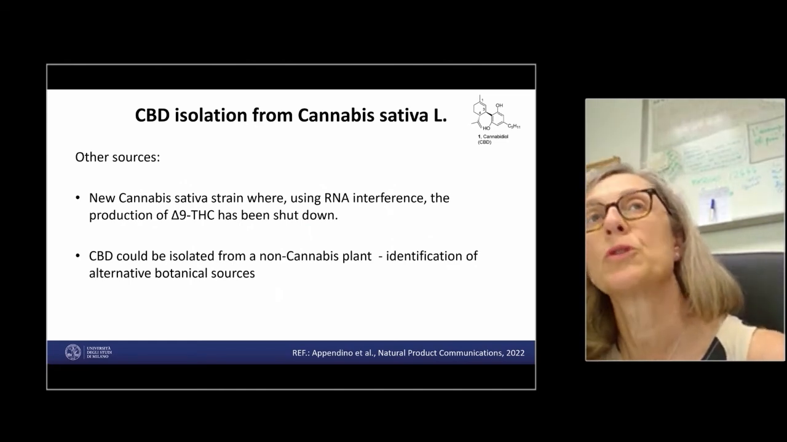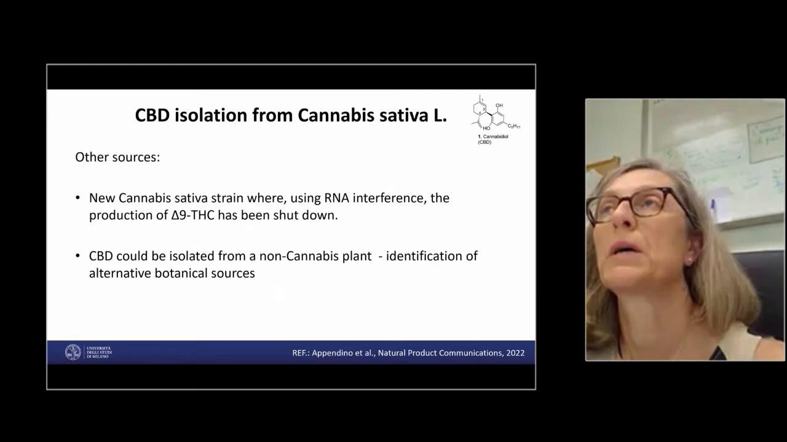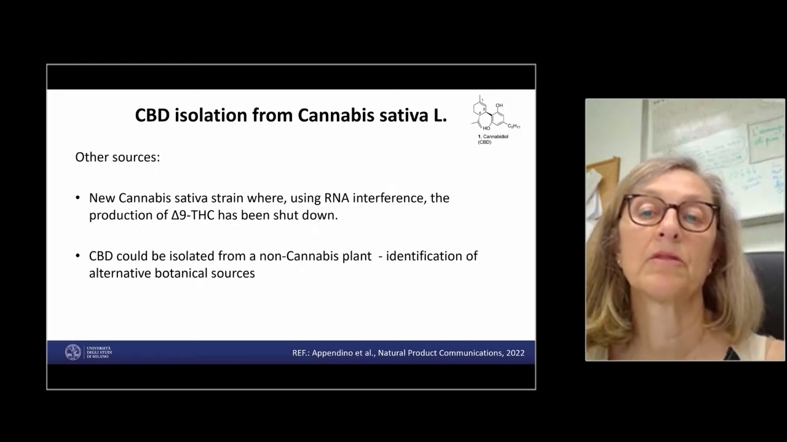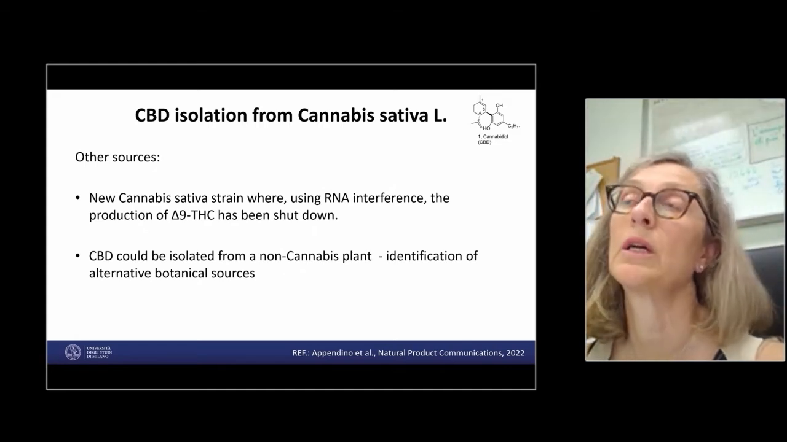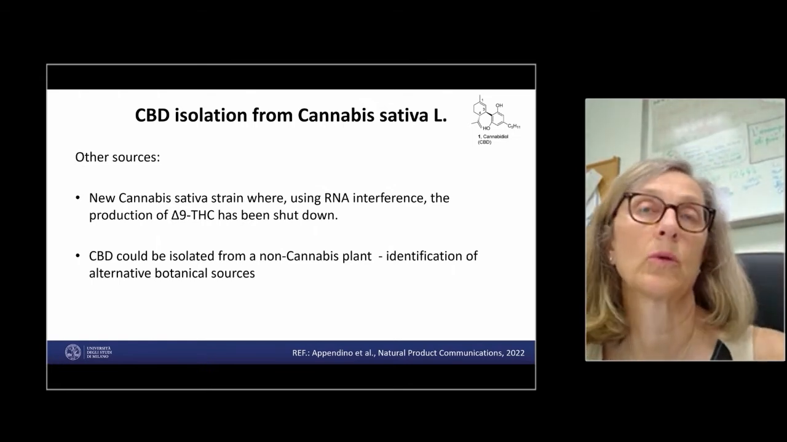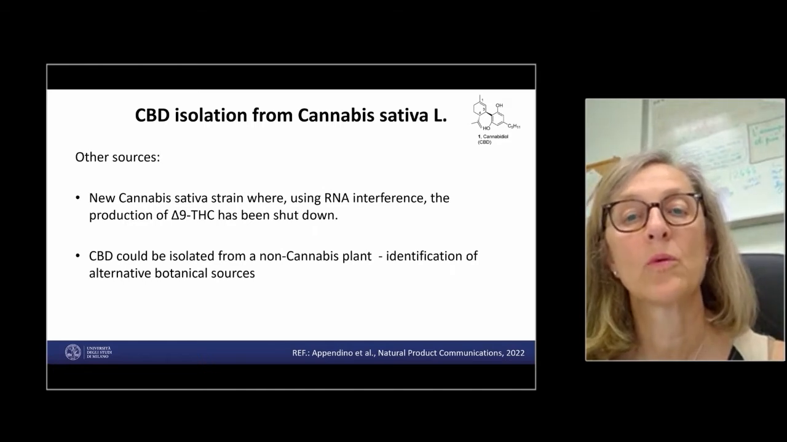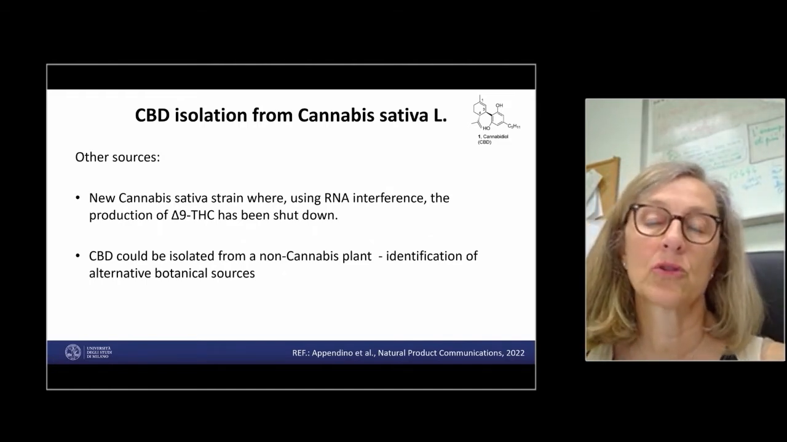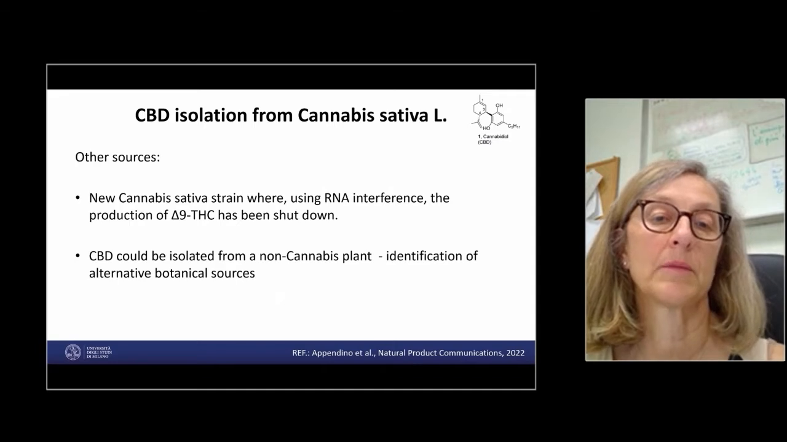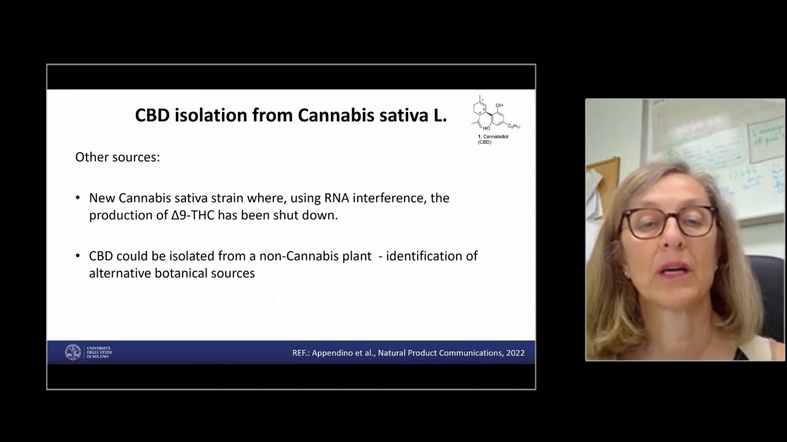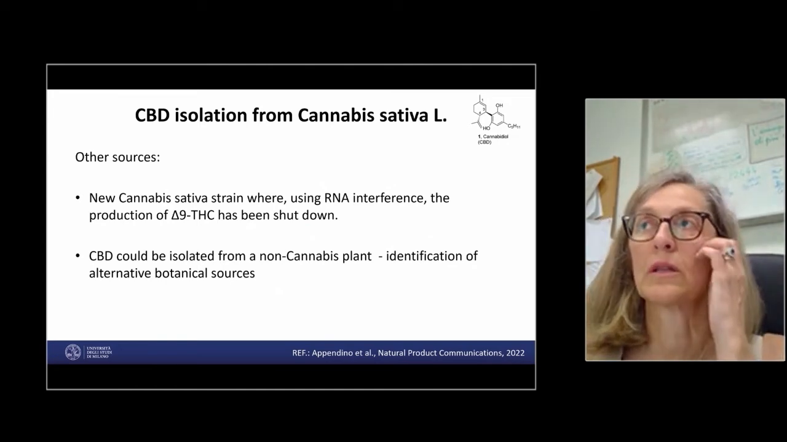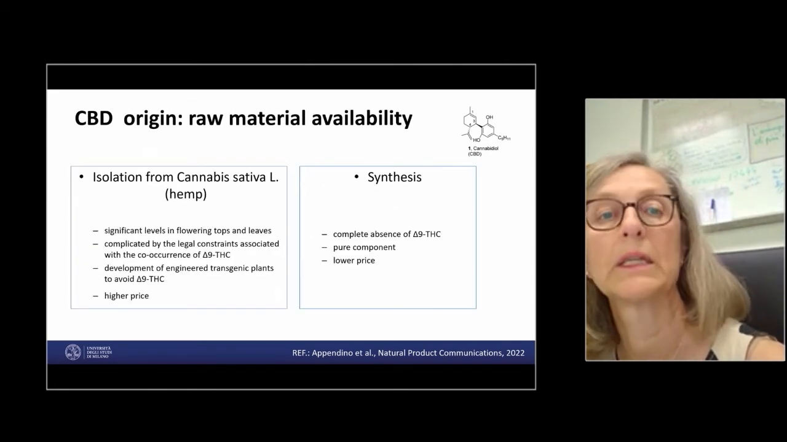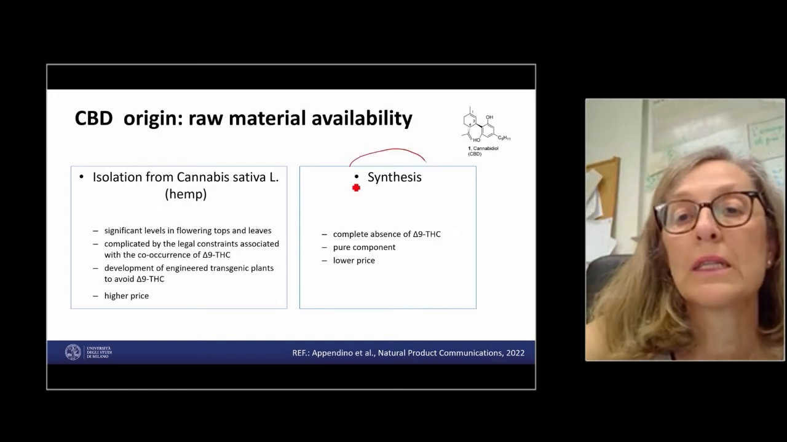So if we want to use CBD, of course, it's better to have a plant that doesn't have any THC. In this sense, there are some industries that are working to grow cannabis where they shut down the production of THC. There is also the opportunity to try to isolate CBD from other alternative botanical sources, but it's very, very difficult because the amount of CBD in other plants is very small, and so it's not convenient at the moment. What we have, really, is also the synthetic product.